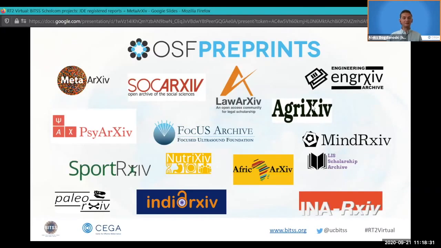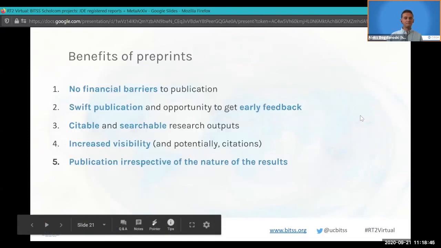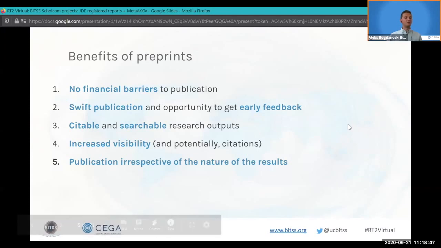There are many preprint services out there, some specializing in scientific disciplines such as LawArchive or MetaArchive, others with a bit more regional focus, such as IndiaRxiv or AfricArXiv. And all of them are united by the benefits that they provide. So as I said, there are no financial barriers to publication.